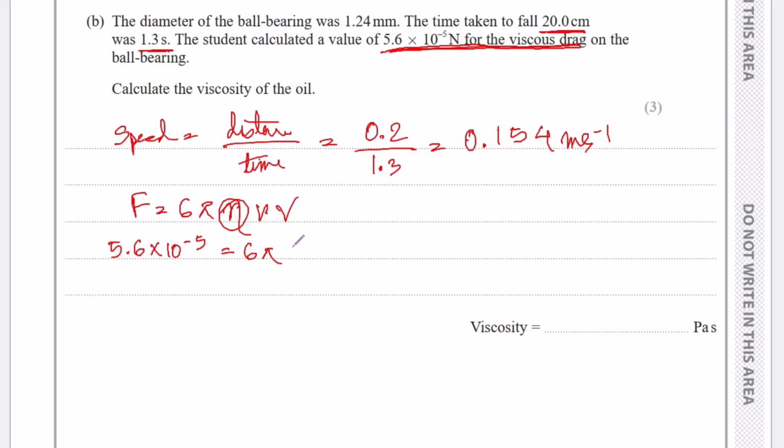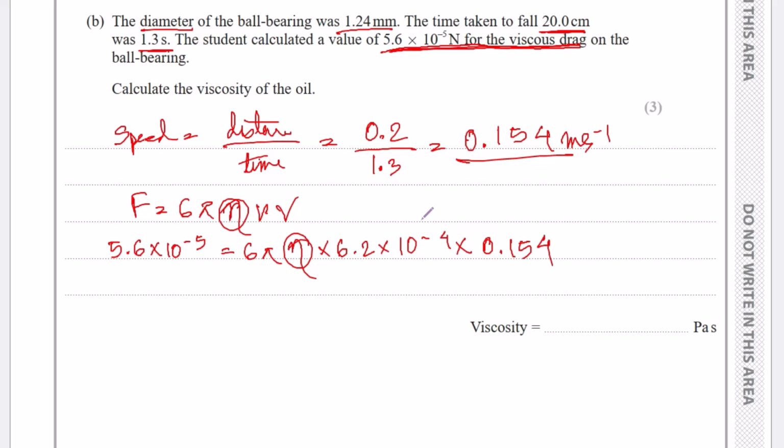This is what you have to make the subject of the equation, eta, and the diameter is given 1.24. So you have to find out the radius. 1.24 divided by 2 gives you the radius divided by 1000, which is 6.2 times 10 to the power minus 4, and you just calculated this v, that's 0.154. So make eta the subject of the equation, and eta is the symbol for viscosity, by the way. And let's see what comes up.